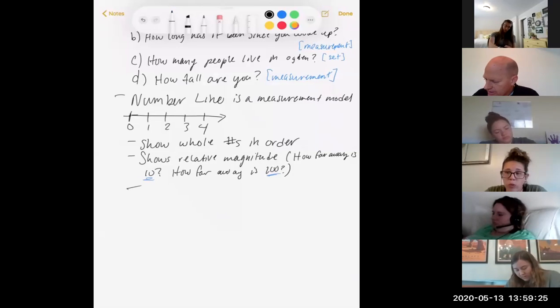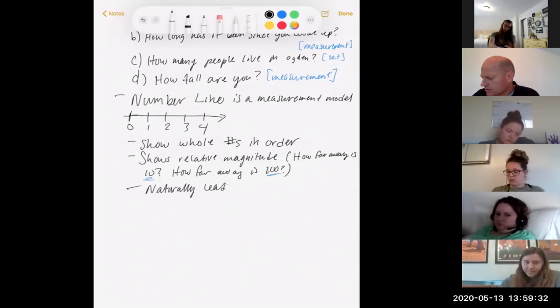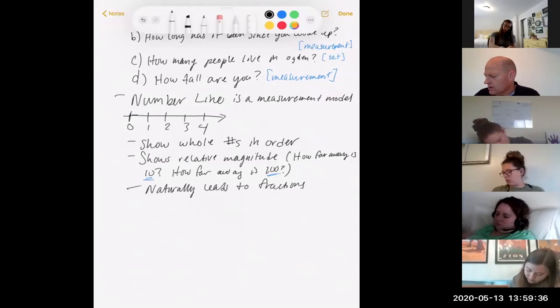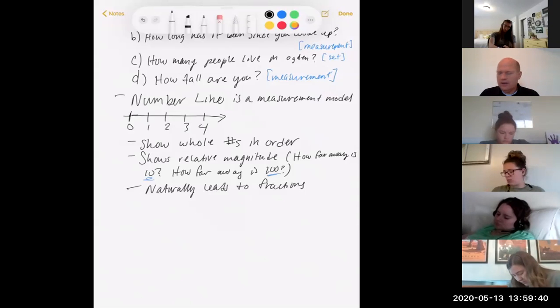The number line naturally leads to fractions. Students will ask, what values are between those numbers?